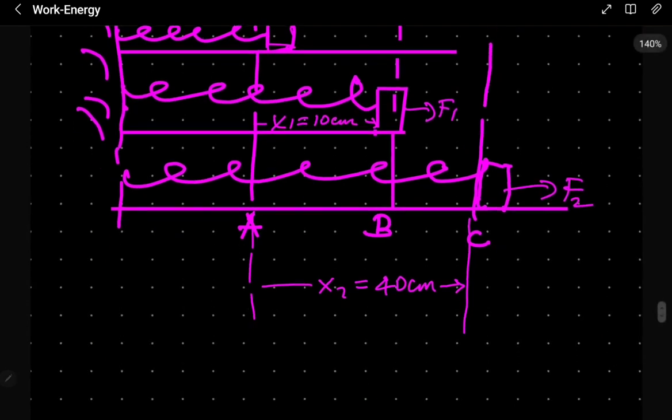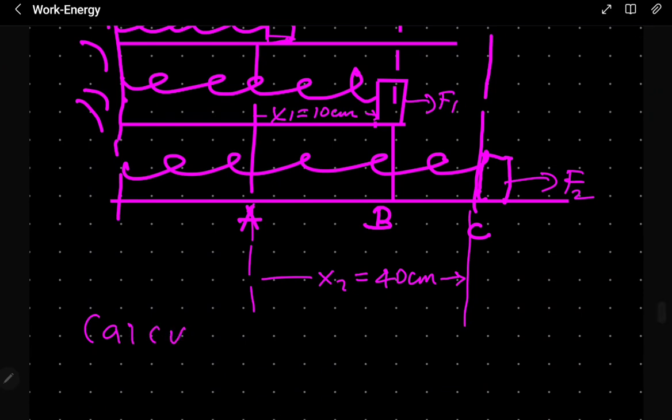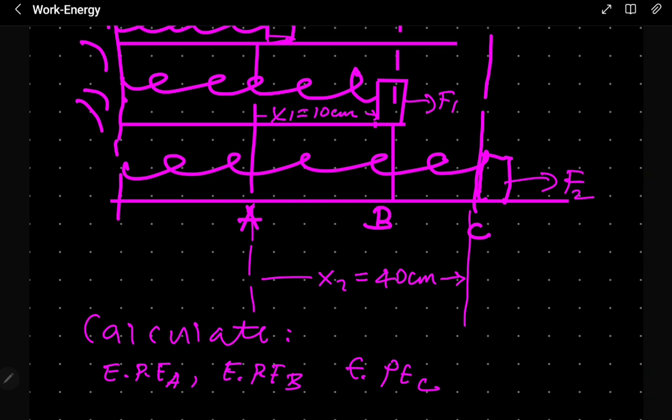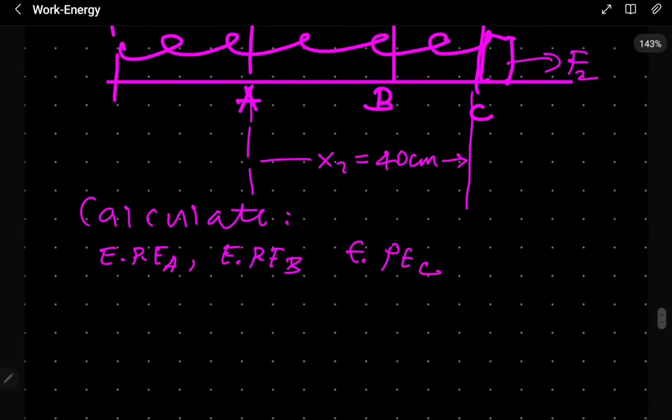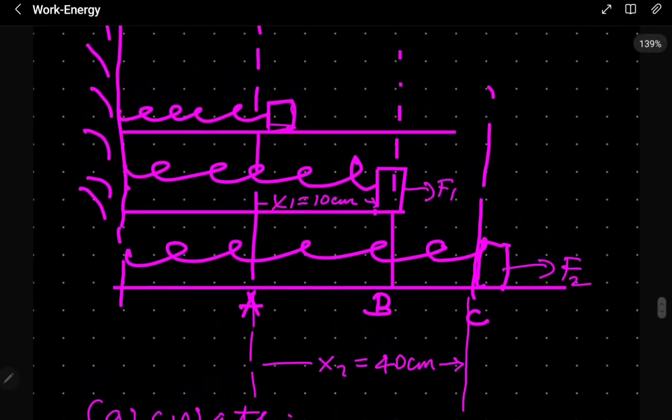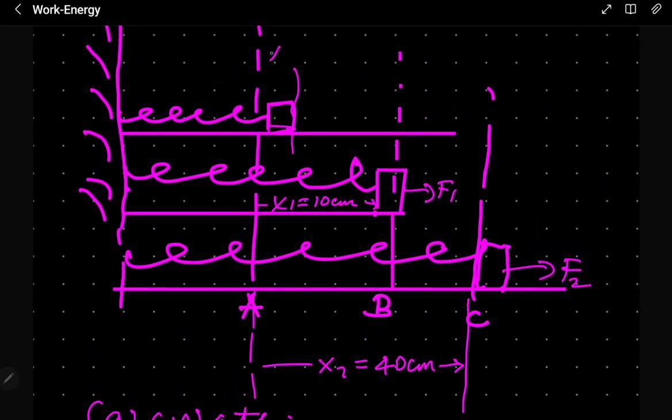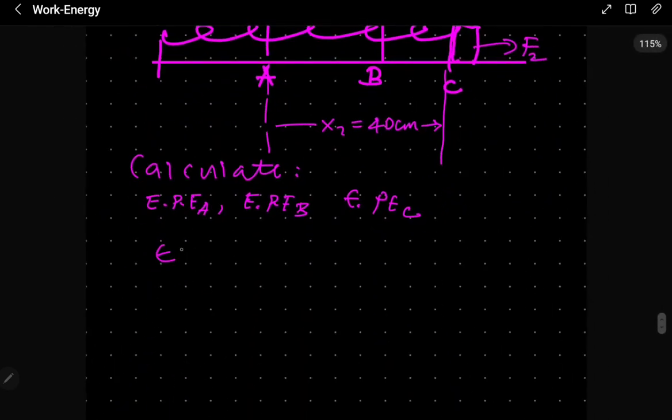Now the question is, you are supposed to calculate the elastic potential energy of A, the elastic potential energy of B, and the elastic potential energy of C. Now, the formula for elastic potential energy: you can see A is the rest level. There is no extension, so XA is 0. So the elastic potential energy of A is half times the stiffness K times XA square.